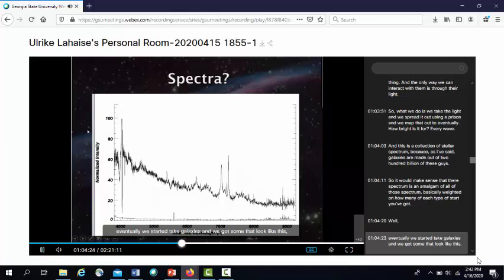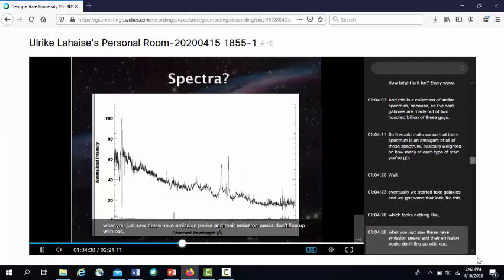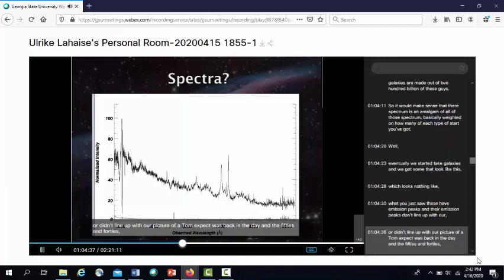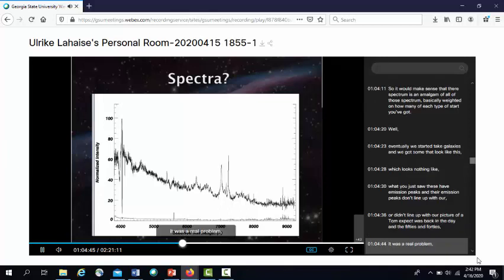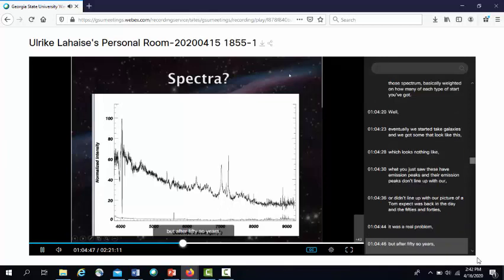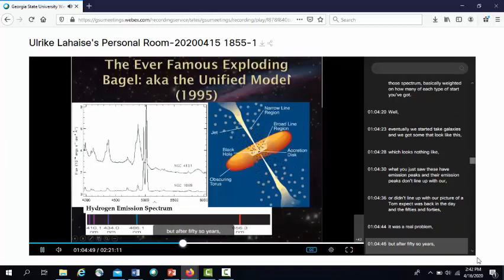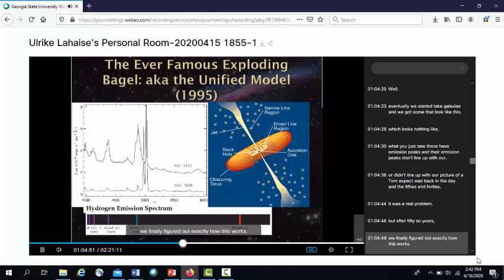eventually we started taking spectra of galaxies, and we got some that look like this, which looks nothing like what you just saw. These have emission peaks, and their emission peaks don't line up with, or didn't line up with, our picture of atomic spectroscopy back in the day in the 40s and 50s. It was a real problem. But after 50 or so years, we finally figured out exactly how this works.